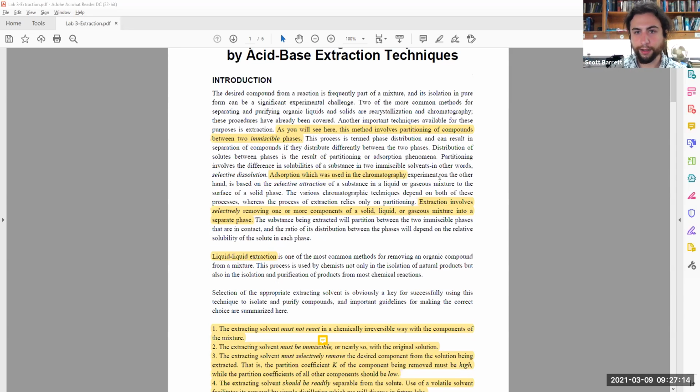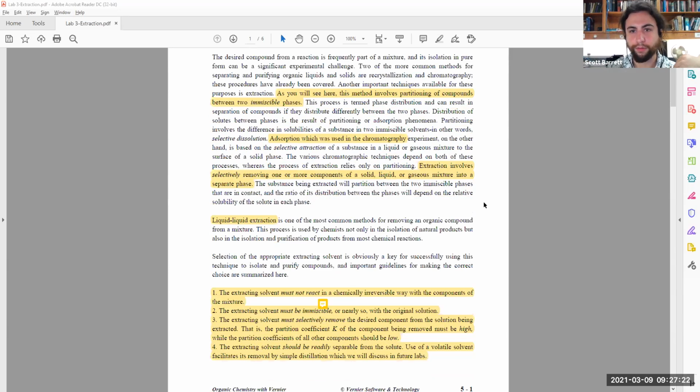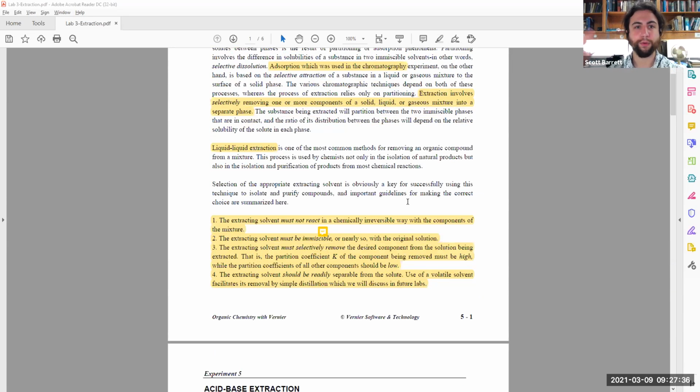And so as we knew before, the technique of adsorption was used in chromatography for us to be able to absorb compounds onto our polar silica gel and separate them by polarity. And so going forward, extraction involves selectively removing one or more components of a solid, liquid, or gaseous mixture in a separate phase, so between the aqueous phase and organic phase. And going into this, if we were in the lab, we would be performing a liquid-liquid extraction, and it's a very common method for removing organic compounds from a mixture.